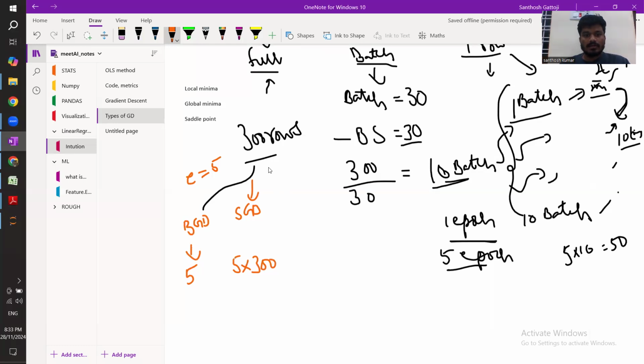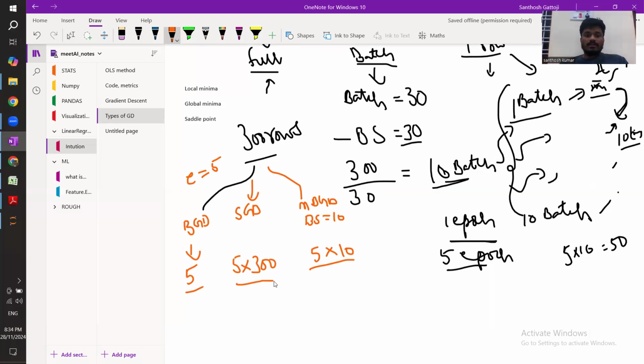Now coming to mini batch gradient descent, it will update based on the number of batches. You need to consider batch size equal to, let's say, 10. So it will be 50 times, 5 into 50 times. So the number of updates is this many.